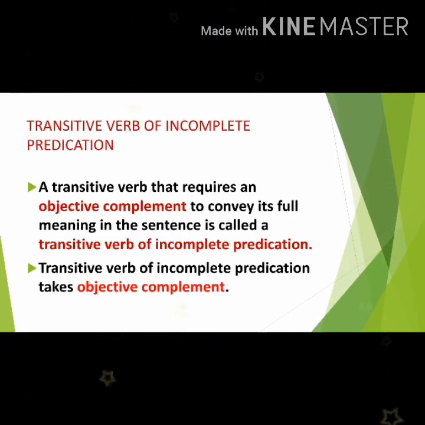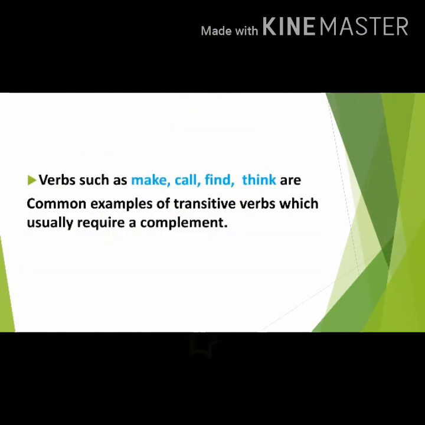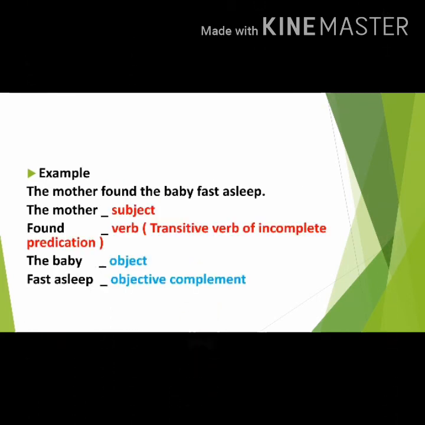Now let's know about transitive verb of incomplete predication. A transitive verb that requires an objective complement to convey its full meaning in the sentence is called a transitive verb of incomplete predication. Transitive verbs of incomplete predication take objective complements. Verbs such as make, call, find, and think are common examples of transitive verbs which usually require a complement.